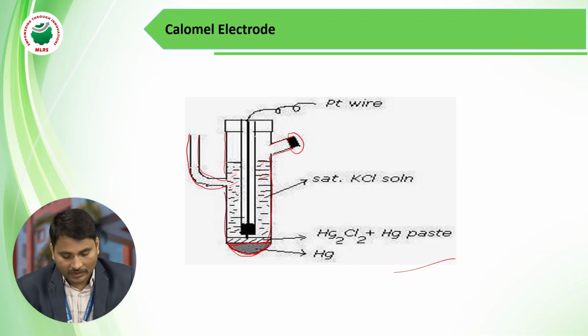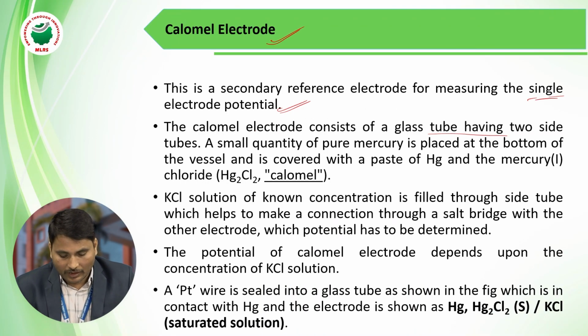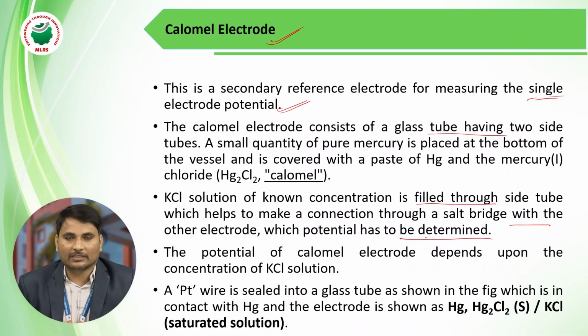We place mercury, and above this mercury we also place a paste of mercurous chloride and mercury. KCl solution of known concentration is filled through the side tube, which helps to make a connection through a salt bridge with the other electrode. Which electrode potential we need to find, that is the one we connect with the calomel.